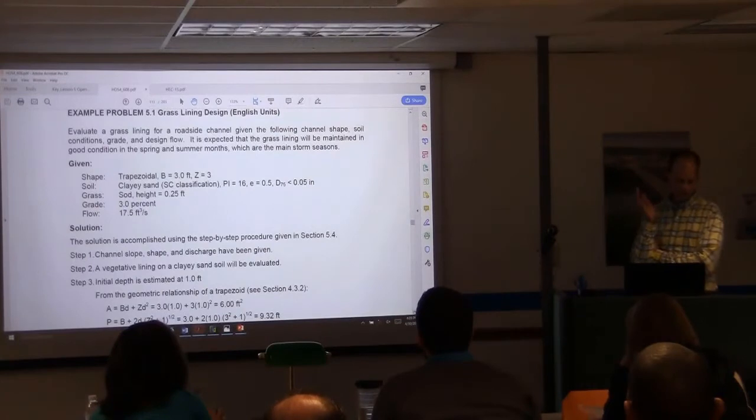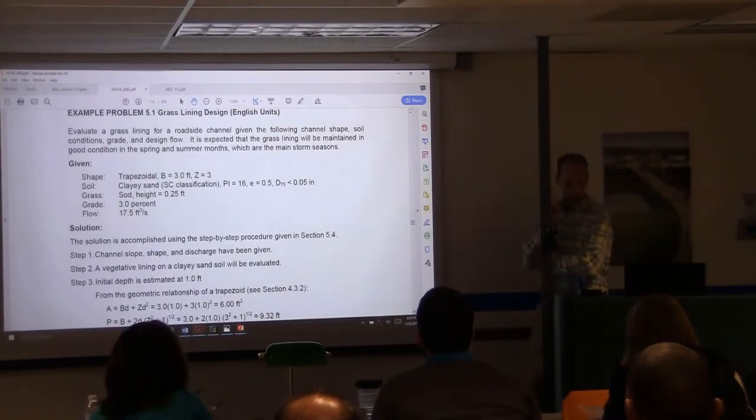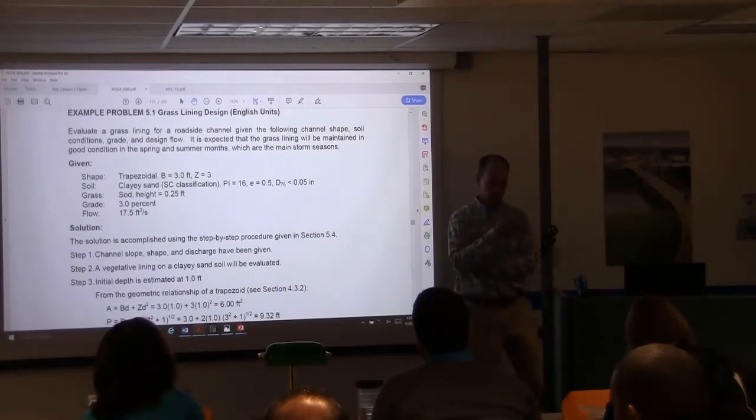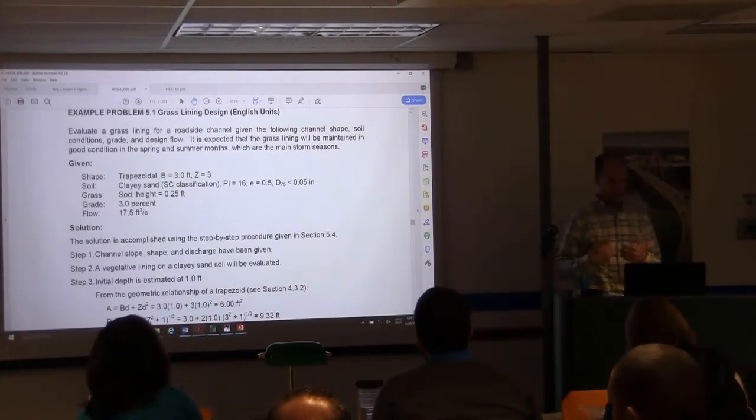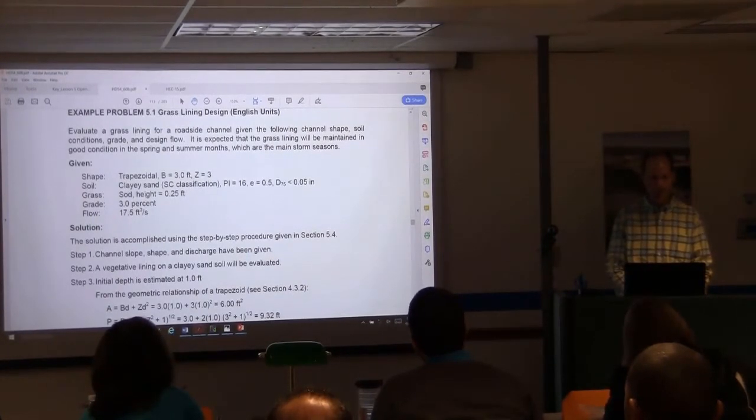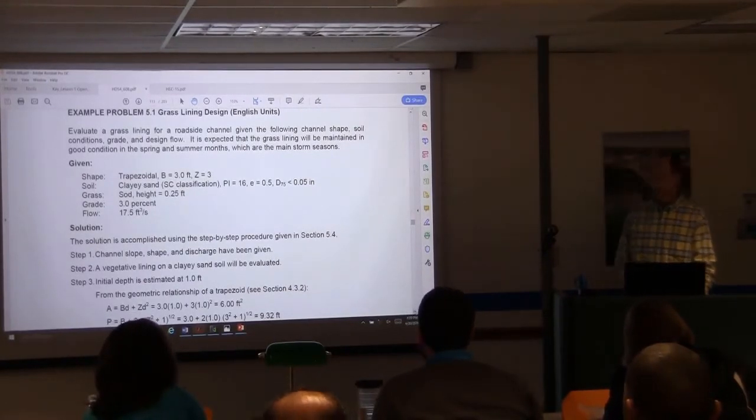So grass linings, we know they're good for filtering pollutants. They can assist with natural infiltration, and that's why we like them, and that's why your permitting agency folks like them. That's why our resource agency folks like them. If you can do it, it's usually the best solution. You use some native vegetation to maintain, right? All right, so what do we have here?